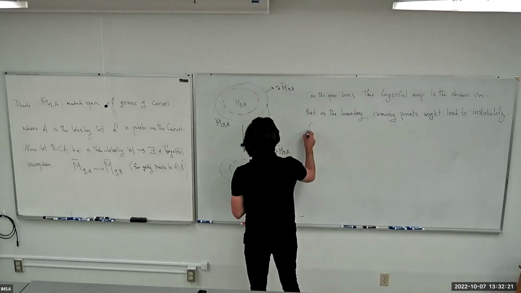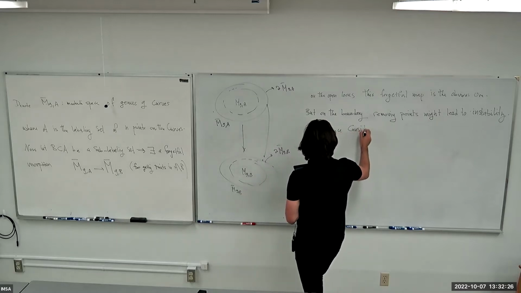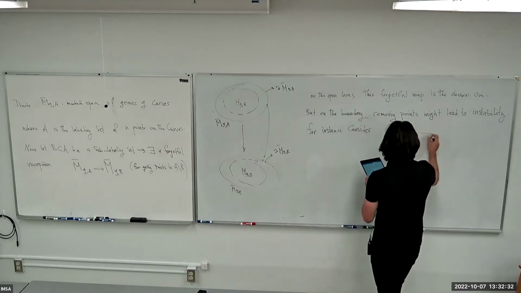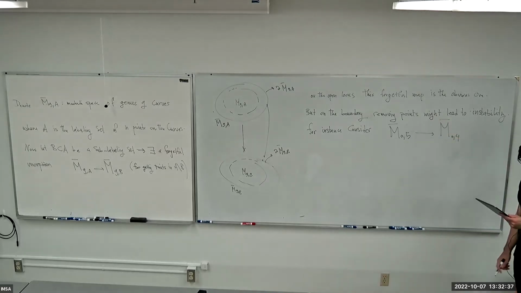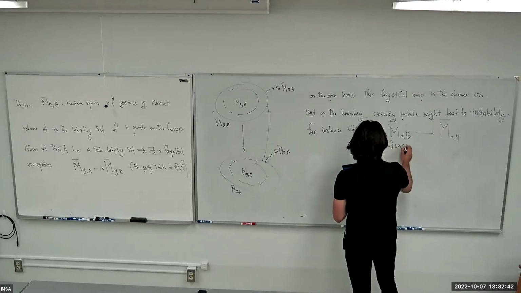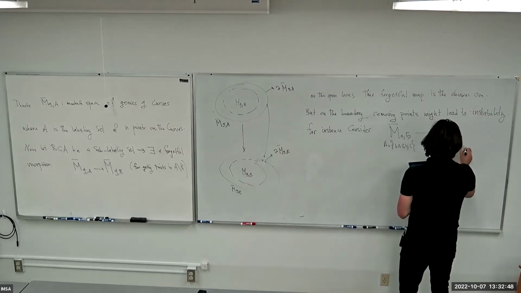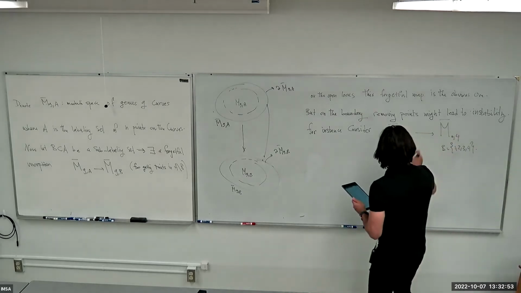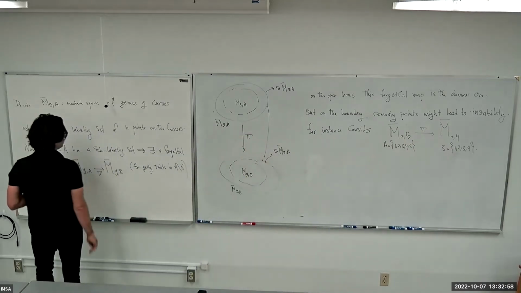For instance, consider this situation here. I can start from M05 and I can go to M04. I can ask my labeling set A to be 1, 2, 3, 4, 5, and I can ask my labeling set B to be 1, 2, 3, 4. Okay, so what is this map pi? By the way, let's just call the forgetful map projection pi.